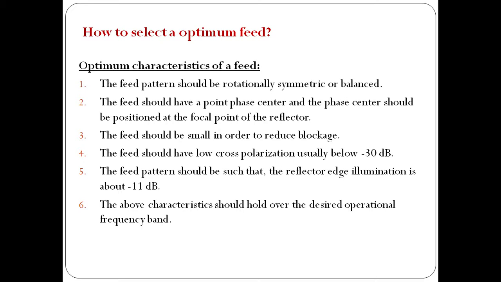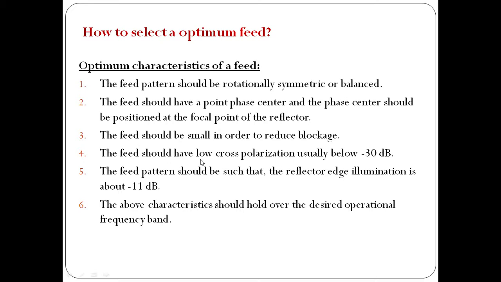and the radiation or the energy which is emitted by the feed should be completely absorbed or illuminated by the reflector. The surface illumination, or the amplitude illumination, or the phase and amplitude illumination on the surface of the reflector, should be uniform. The feed should be small in order to reduce the blockage. In the next session we will be talking about what is called blockage, aperture blockage. If you take a small feed, it will reduce the blockage.